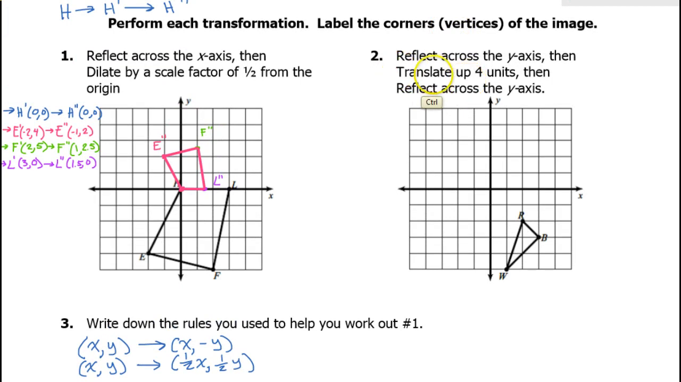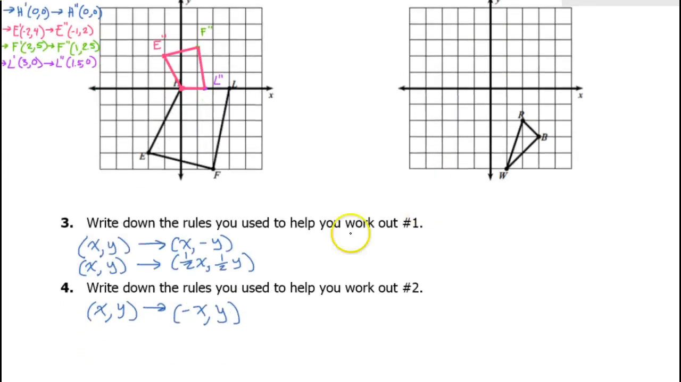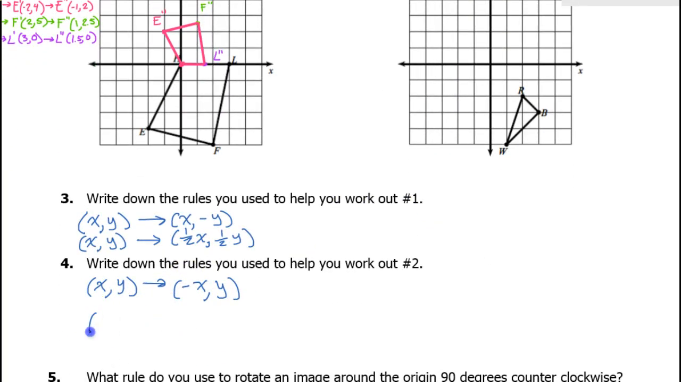But in the middle there, we need to do a translation of up 4 units. So up 4 units, that's a translation. Because we're moving up, that's going to affect the y value only. So the x value will stay the same, but the up 4 will be y plus 4. Okay, these are the 2 rules we'll need for problem number 2.